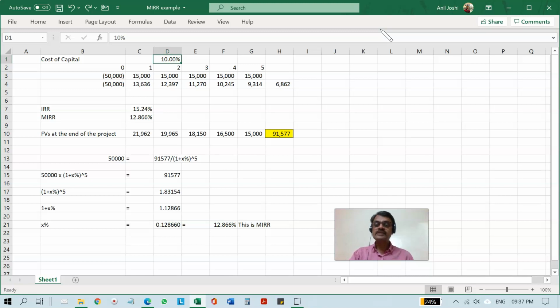So how do we calculate this MIRR? Obviously in Excel you will get the formula, the percentage for MIRR also. But that is not what I want to explain to you. I want to explain to you how you actually calculate MIRR.